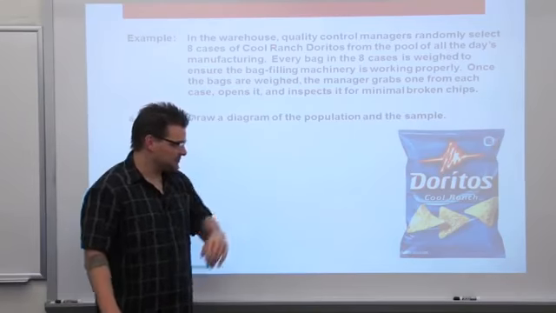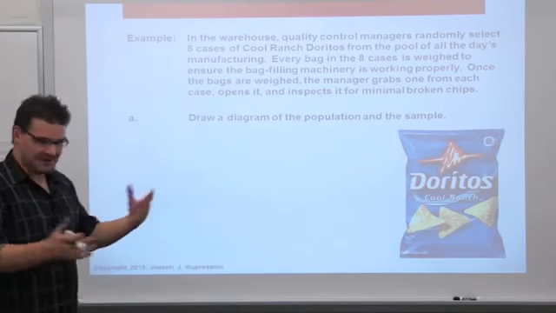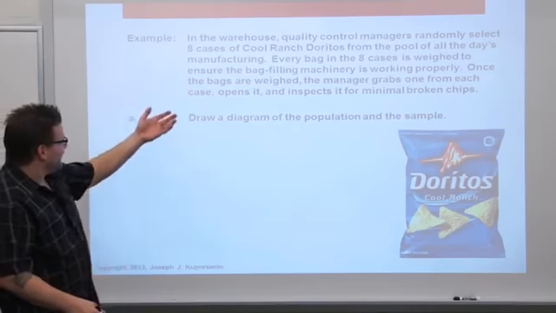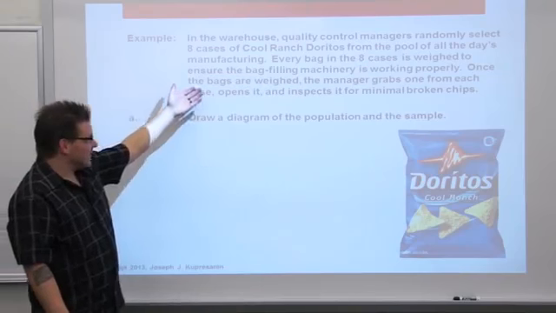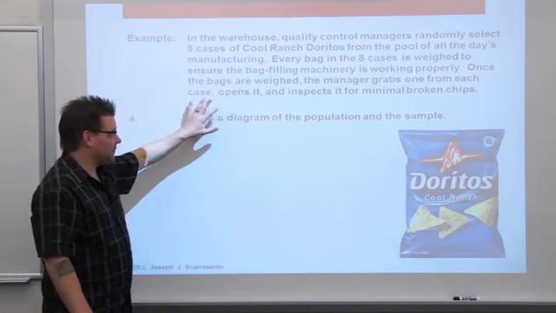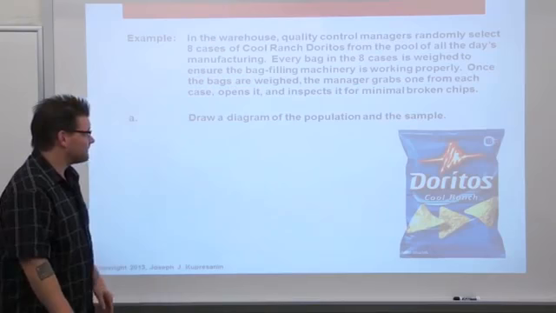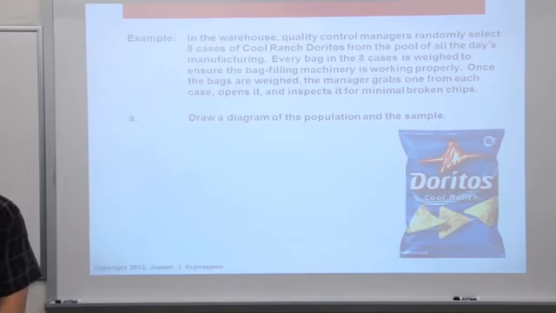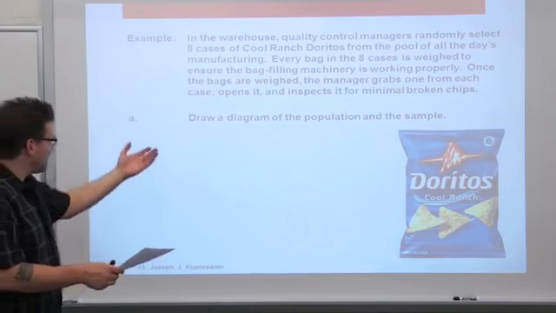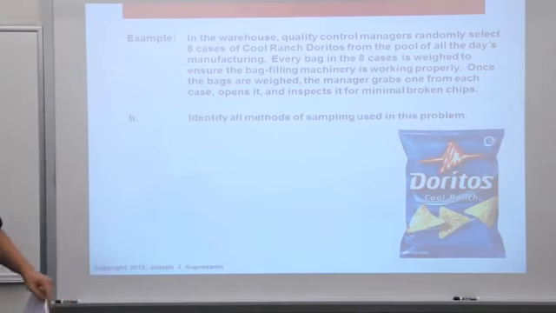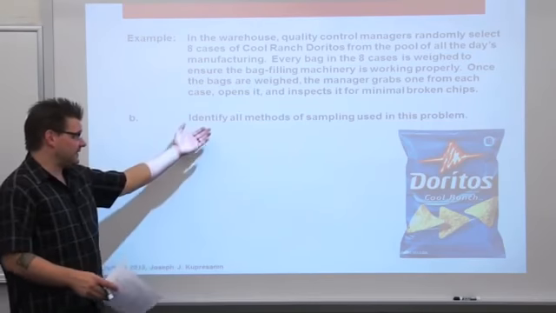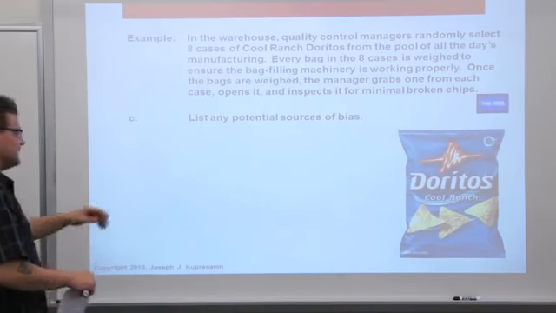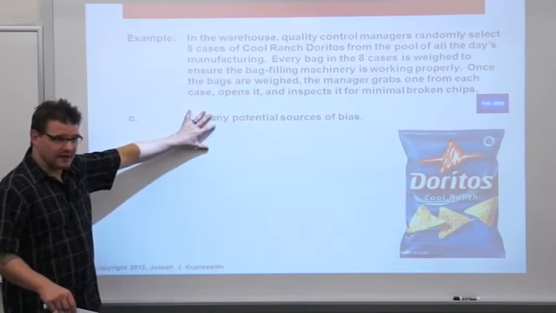As you know, every time you buy a bag of chips, sometimes it seems like the bag is stuffed, and sometimes they're all half empty when you open it up. Once the bags are weighed, the manager grabs one from each case, opens it up, and inspects it for broken chips. Okay. It's the same 3 tasks, I do believe. Let me double check that here just to make sure. Draw a diagram of population and sample. Part B, identify all the methods of sampling used in the problem. And finally, part C, list any potential sources of bias.